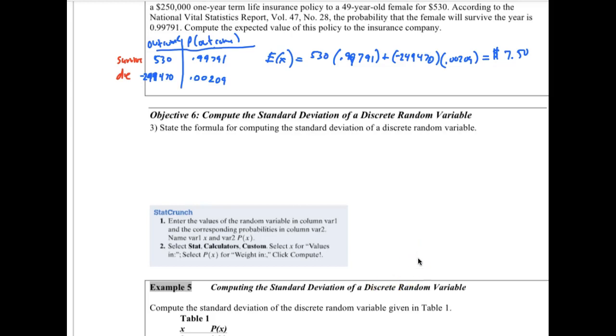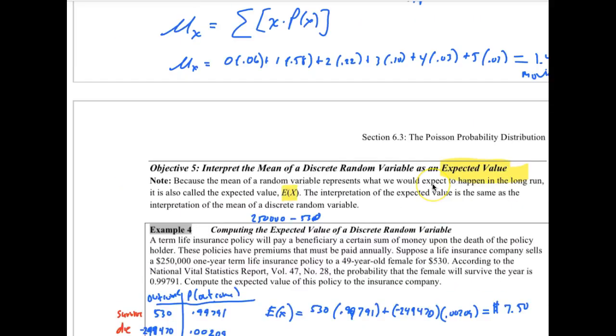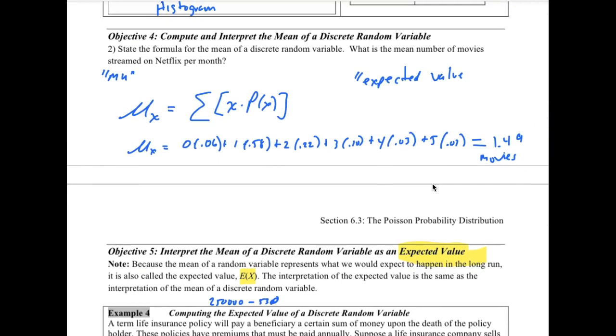Okay, let's continue chapter 6.1 lecture. This is a short section, one example of standard deviations. This is part 3. So in this section, we want to compute the standard deviation of a discrete random variable. We just finished calculating the mean or expected value in the previous examples that we had up here.